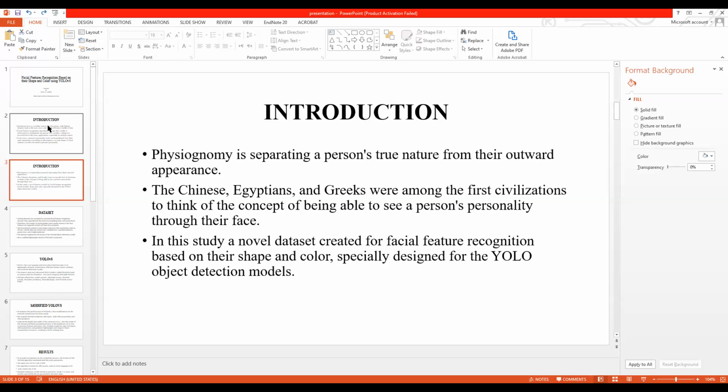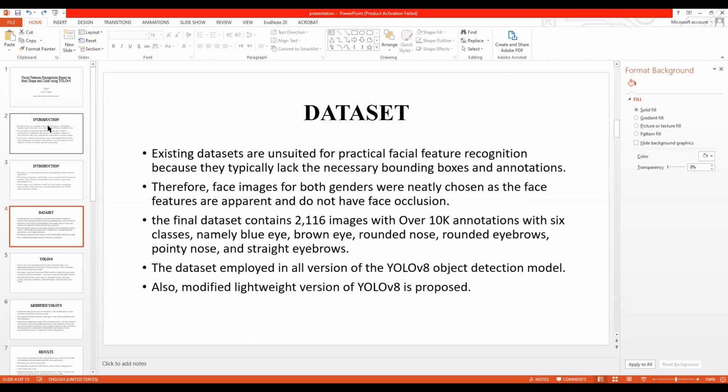In this study, a novel dataset was created for facial feature recognition based on their shape and color, specially designed for the YOLO object detection models. Existing datasets are unsuited for practical facial feature recognition because they typically lack the necessary bounding boxes and annotation, as they are annotated for face recognition in general.